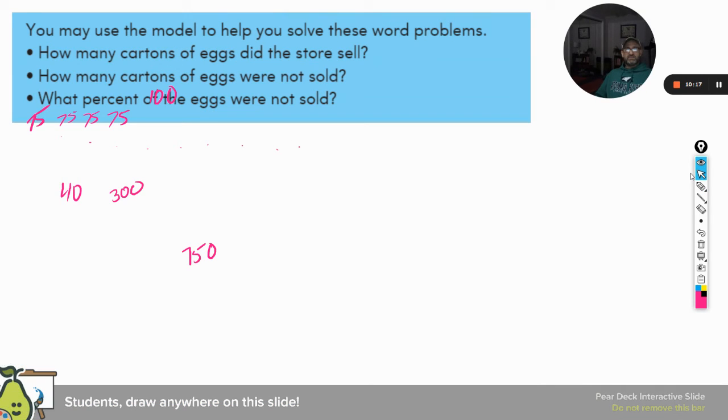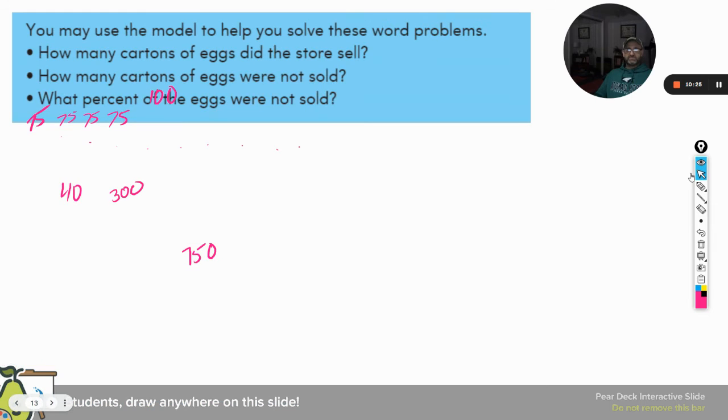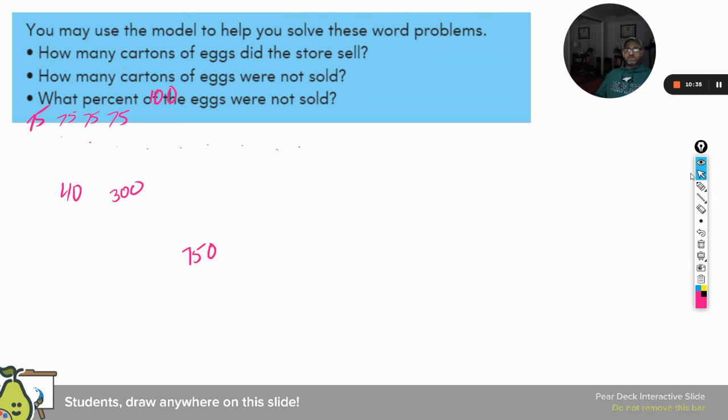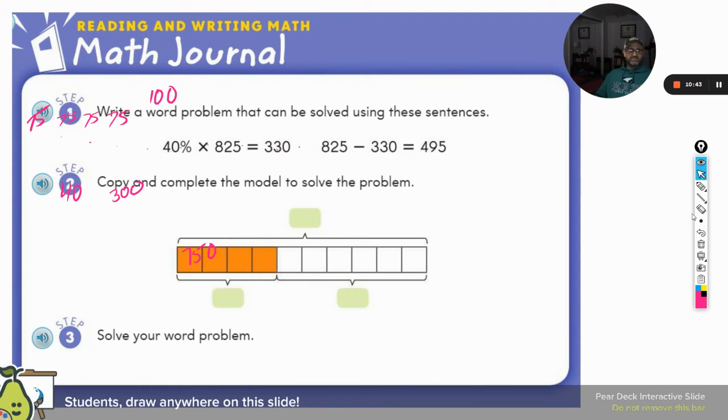You can use the model to help you solve these word problems. How many cartons of eggs did the store sell? 300. Aha. How many cartons of eggs were not sold? Well, 750 minus 300 is 450. What percent of the eggs were not sold? 60%. Brilliant. How's that feel?